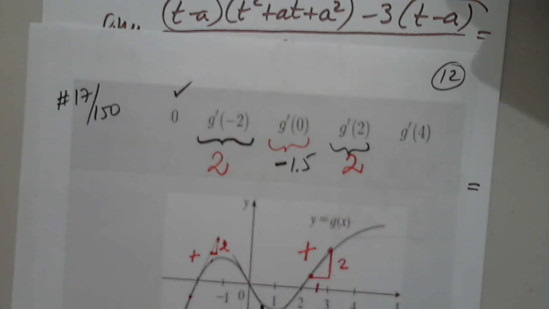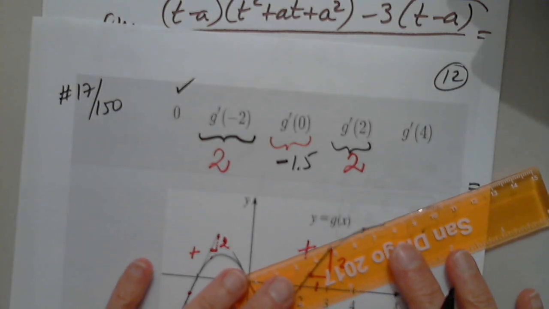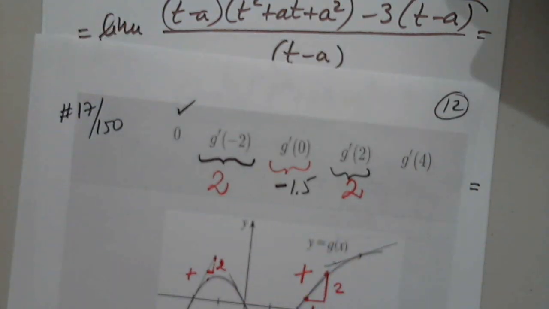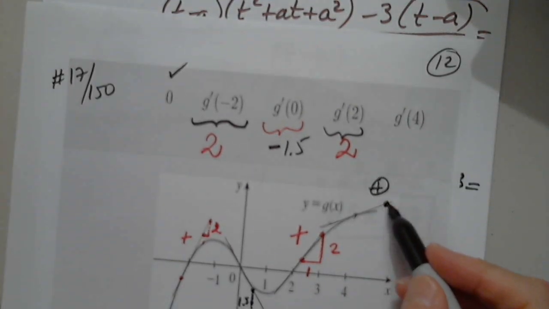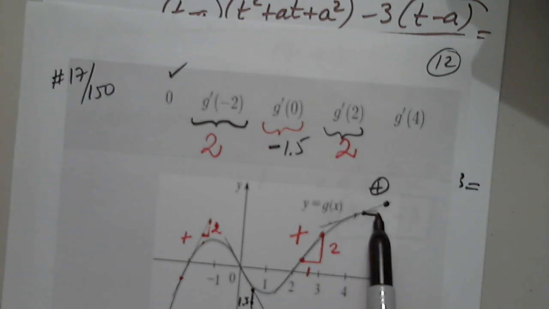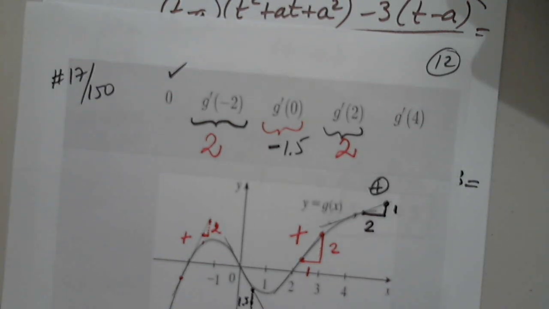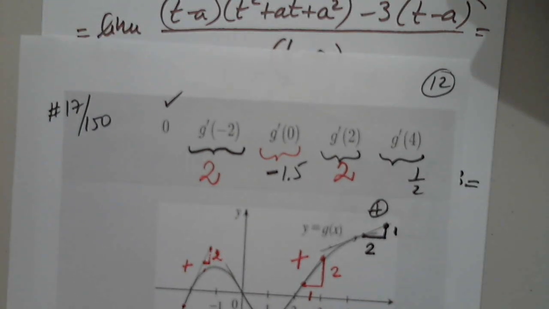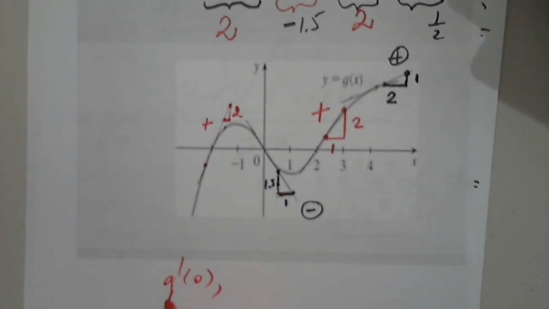And last one, g prime of 4. At 4, the tangent is still positive, but a much smaller number. So if I choose these 2 points, rise is 1 and run is 2, so 1/2. And now it's very easy to present them in ascending order. So the smallest is this. So g prime of 0 is the smallest.